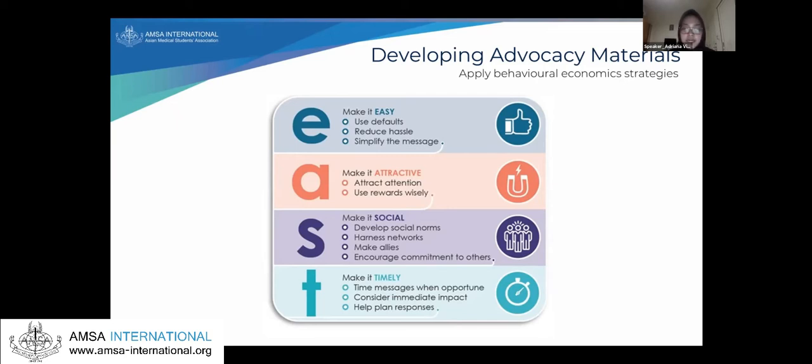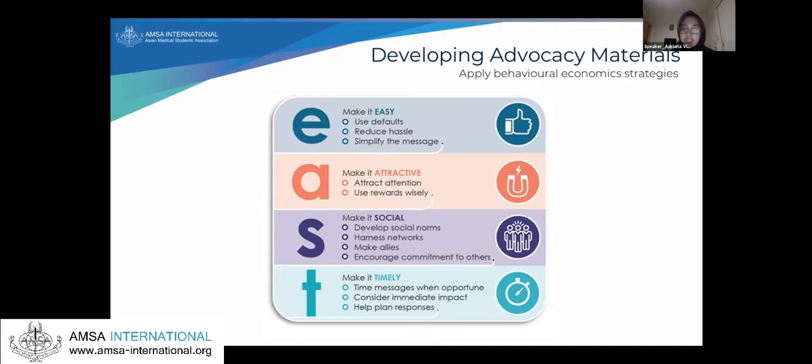And to ensure its attractiveness, you can use infographics. So I strongly suggest you collaborate with design students or designers because they know best about how to implement colors and images that would be attractive to your audience. Another way to attract attention is by being emotional. You can use a story, an emotional story, as the basis of your advocacy.